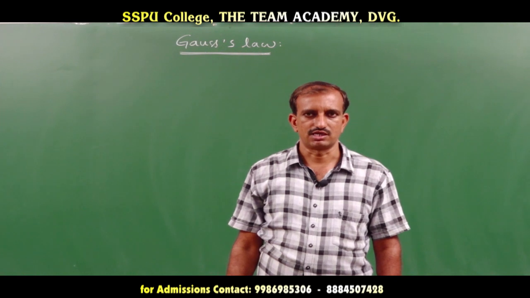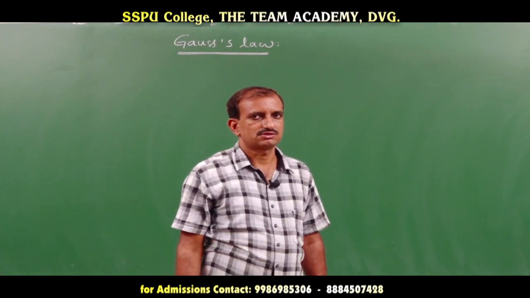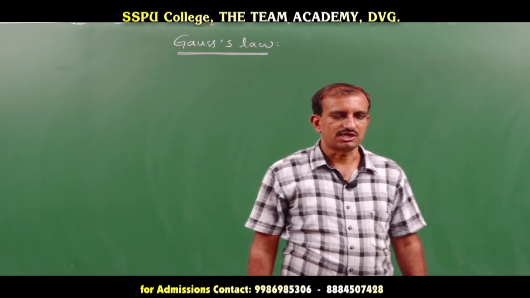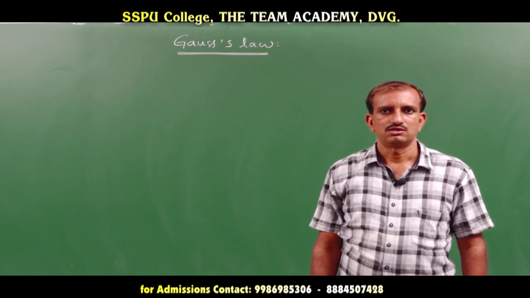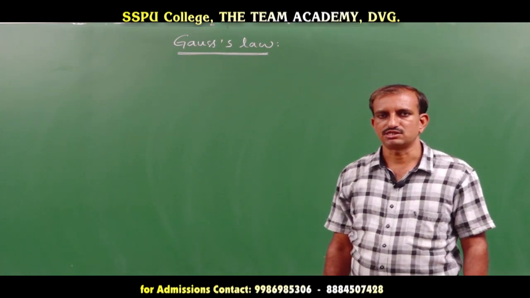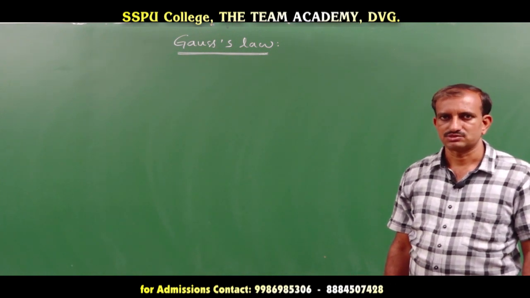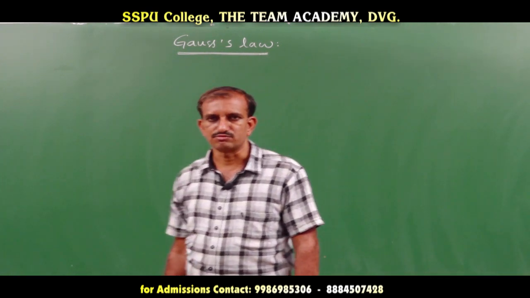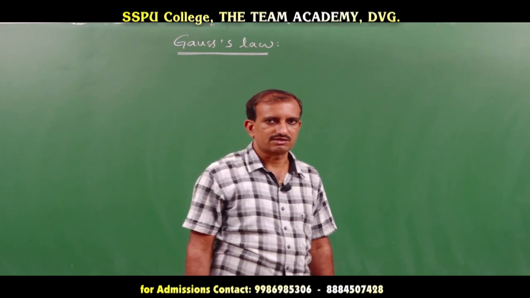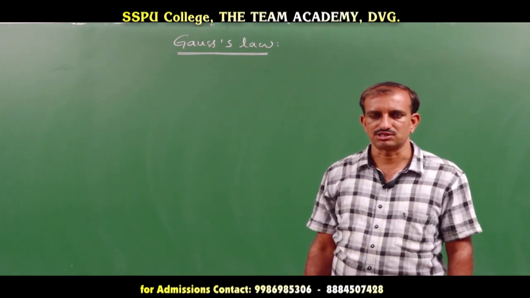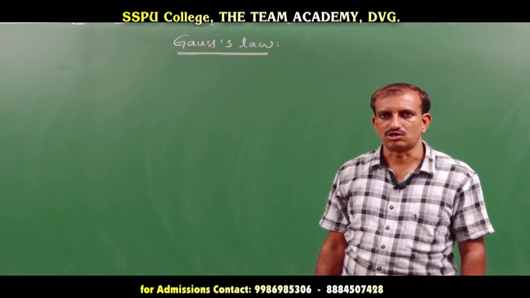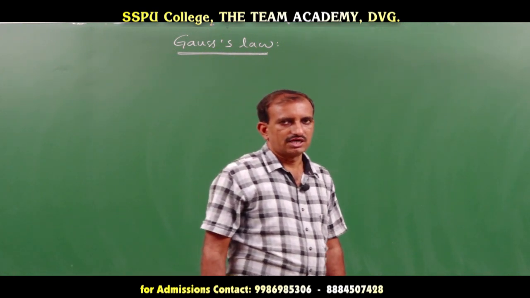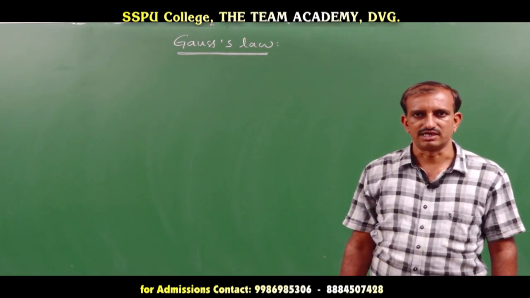So, let us study Gauss law in electrostatics. Just now we have studied the electric flux. What is electric flux? The total number of electric field lines passing normally through a surface is called electric flux. Simply, the number of electric field lines passing per unit area normally is called electric flux. Electric flux is given by the equation phi E is equal to E ds cos theta. Flux is maximum when theta equals 0 degrees and flux is minimum when theta equals 90 degrees.